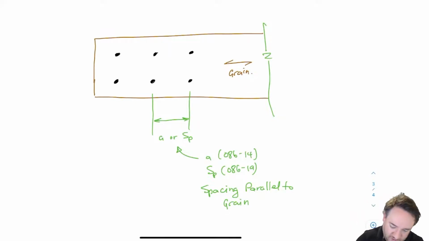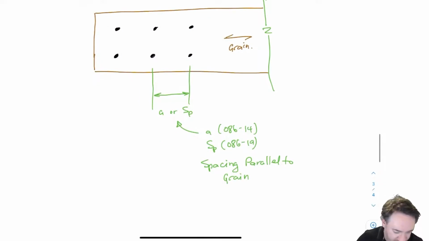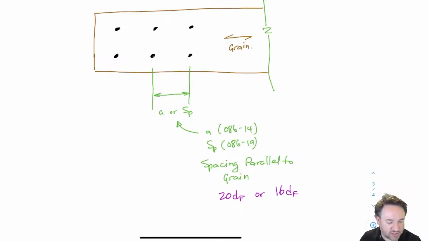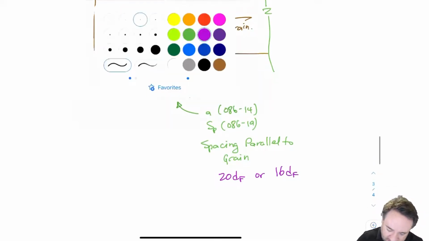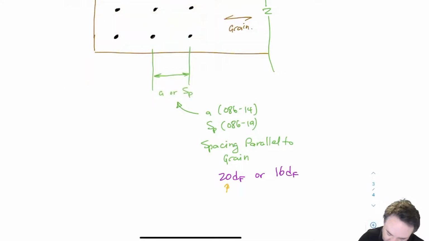So the requirement for spacing parallel to grain is that they need to be either 20 df apart or 16 df apart, and that depends on what kind of material you're talking about. This is one of those cases where the stronger material is a bit worse. Why? Because it's a bit more stiff, so it's harder for those fibers to bend back together to prevent the split from happening. So 20 df is for Douglas fir, hem fir, and western cedar.